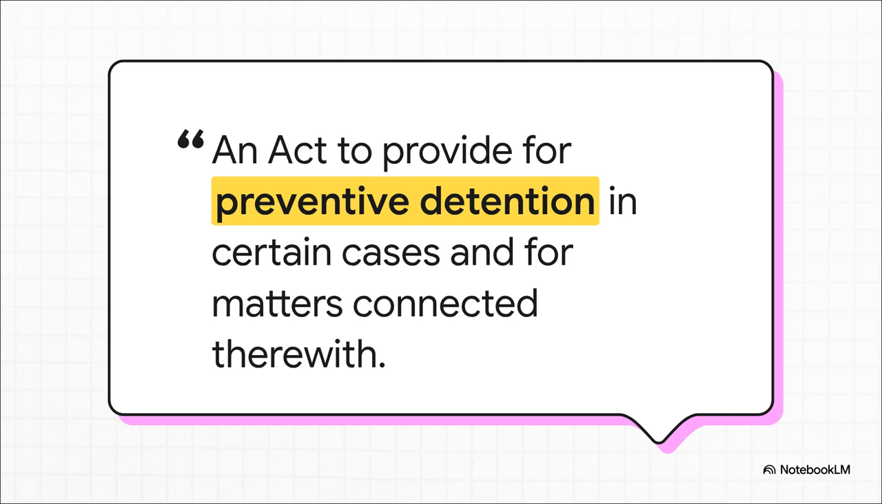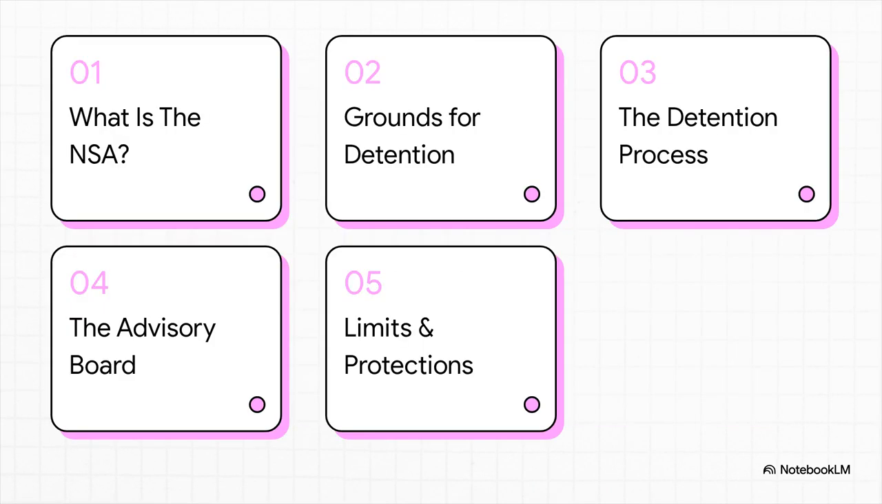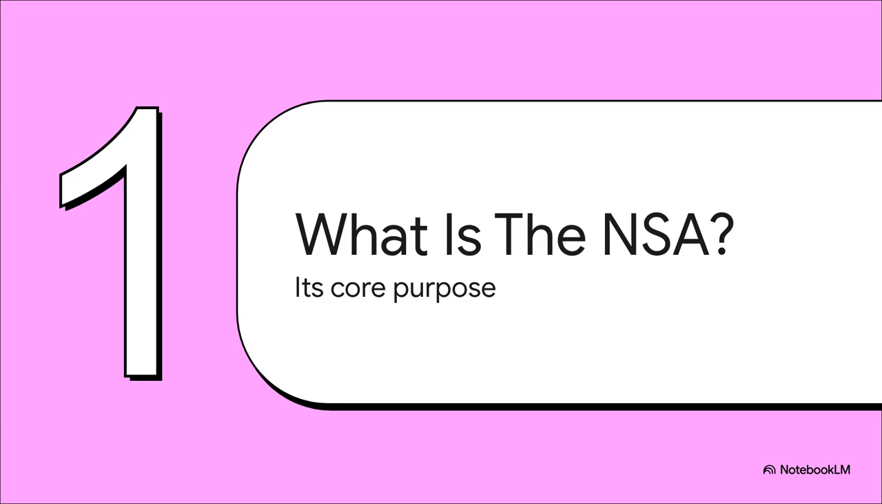The phrase you really need to latch onto here is preventive detention. So let's unpack what that really means and why it's so key to understanding this entire act. So here's how we're going to tackle this. First, we'll cover what the NSA actually is. Then we'll get into the specific reasons someone can be detained. After that, we'll walk through the process step by step, look at the role of the advisory board, and finally, cover the ultimate limits on this power. Okay, let's dive right in.